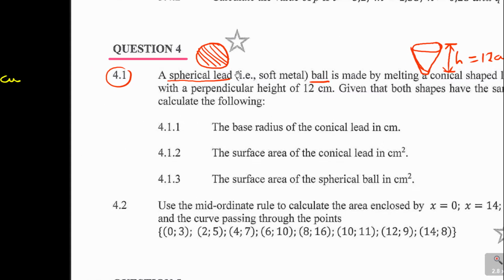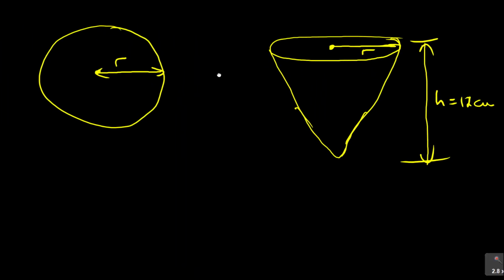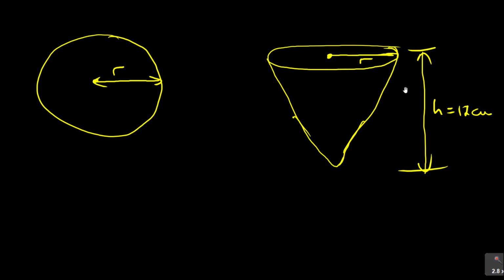Now, whenever they are giving this, there is always a hint. You need to equate things together. They just gave you the height, you know the r. What is, if you are melting something, you are changing it from a solid to a liquid.